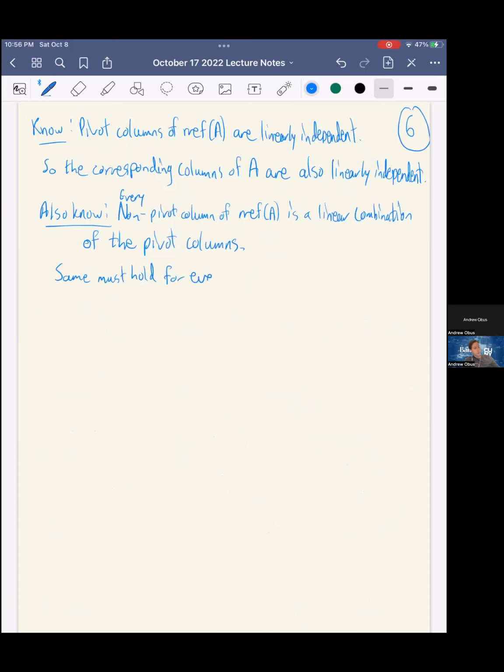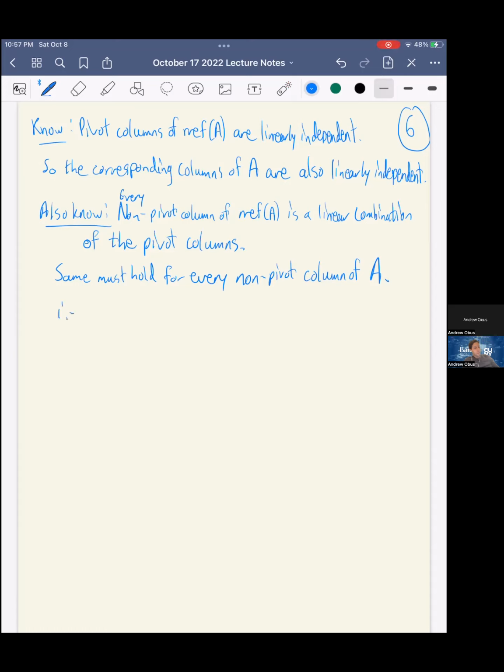for every non-pivot column of A. So every non-pivot column of A is also a linear combination of the pivot columns. Okay. So we have that the columns of A corresponding to the pivot columns are linearly independent. And also anything that's not a pivot column lies in their span.